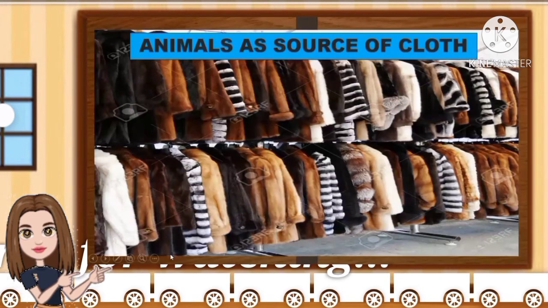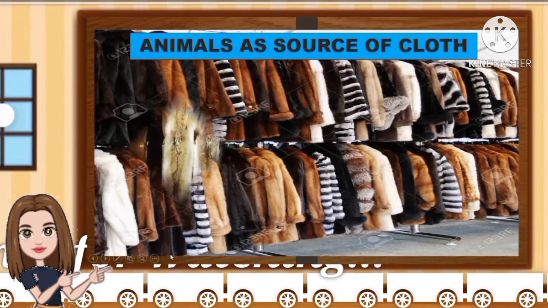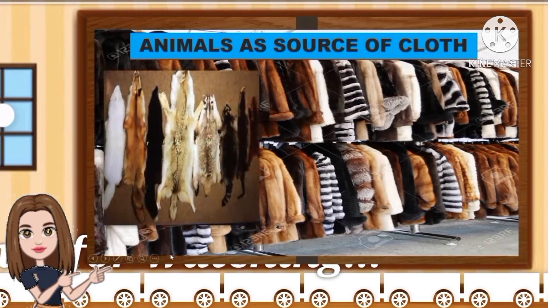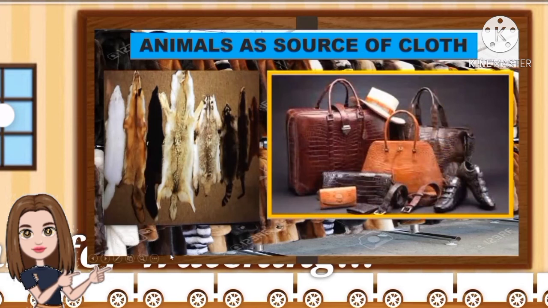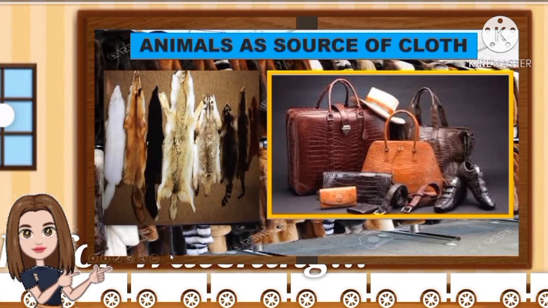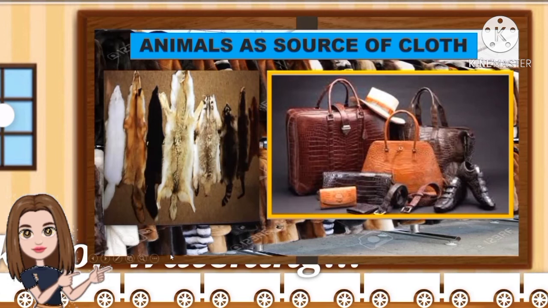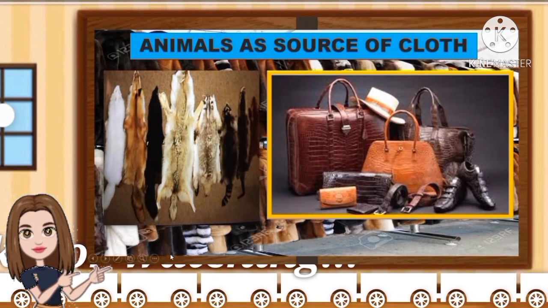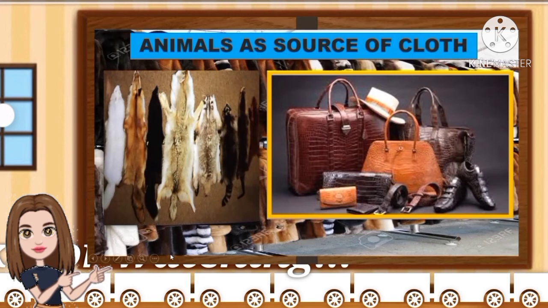Animals are a source of cloth. The skin of cow, sheep, deer, and goat are used in making leather products. Bovine or cow hide is the most abundant and common source of leather. Cow leather is used for many leather products, which include jacket, straps, shoes, boots, gloves, belt, saddles, bags, and upholstery.